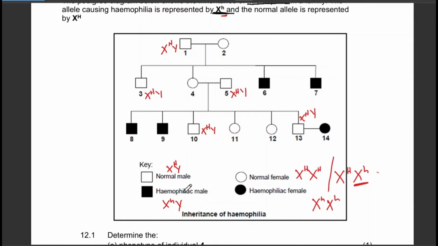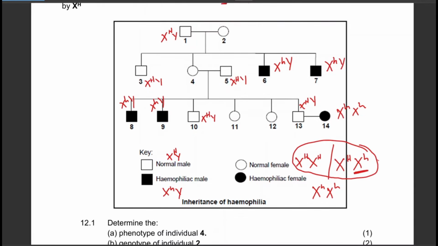Then is there another one? No. Then for hemophilic males, all the hemophilic males there are X small letter H, Y. So that's the information that is obvious for us. All the other information in terms of the genotype will be obvious. The only one that might not be obvious is a normal female, because there are two options. A hemophilic female is also obvious because it will be X small letter H, X small letter H. This one we can argue and say it's obvious, but let me go to the questions.